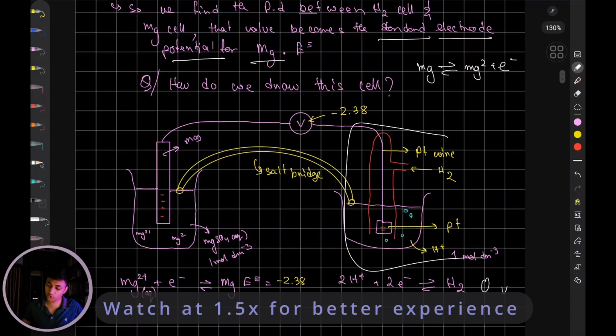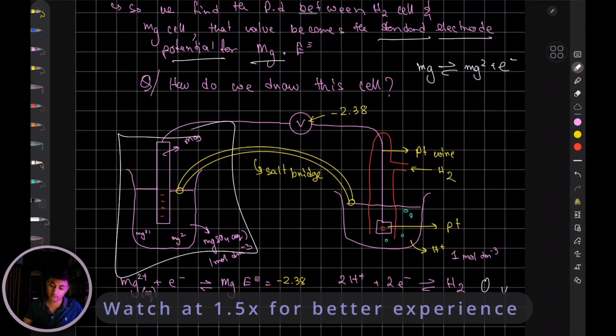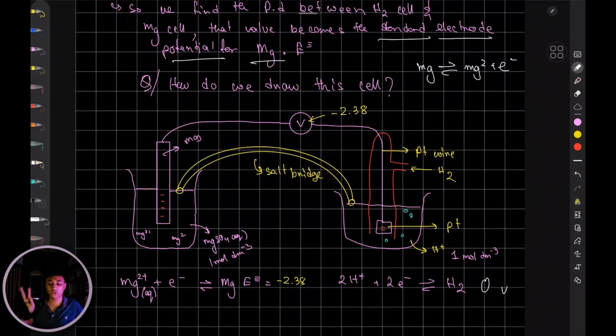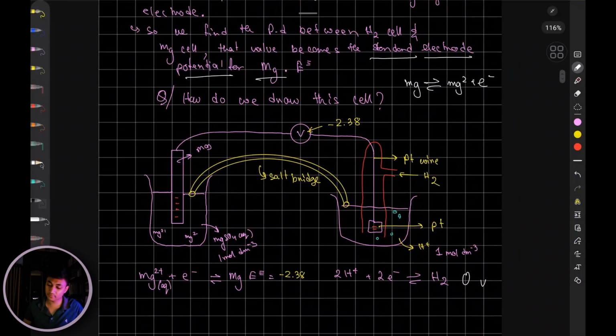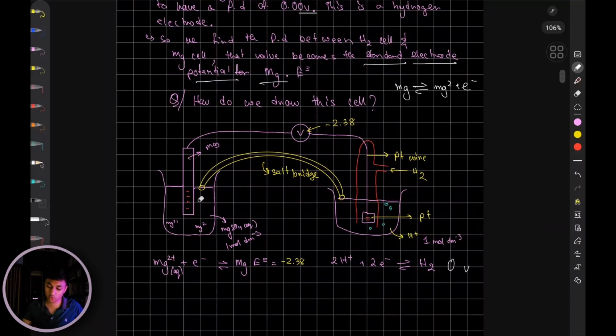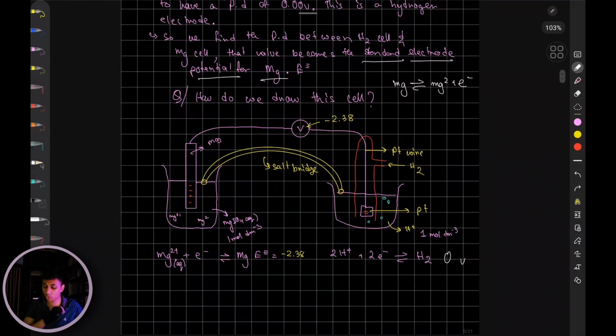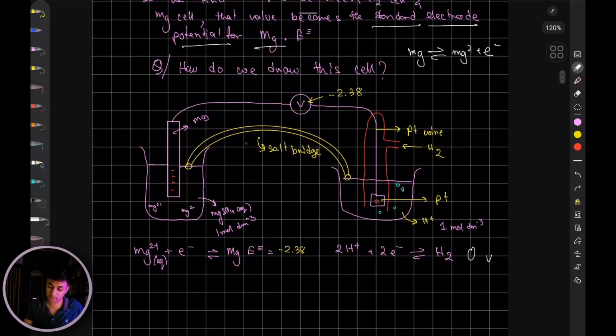So on one end, you have the hydrogen ion half cell. On the other, you have the magnesium ion half cell. You have two half cells connected using a voltmeter. And you also have a salt bridge. What's the purpose of the salt bridge? I'm going to explain later. But in short, it makes sure there is a solution, let's say, potassium nitrate, KNO3, over here.